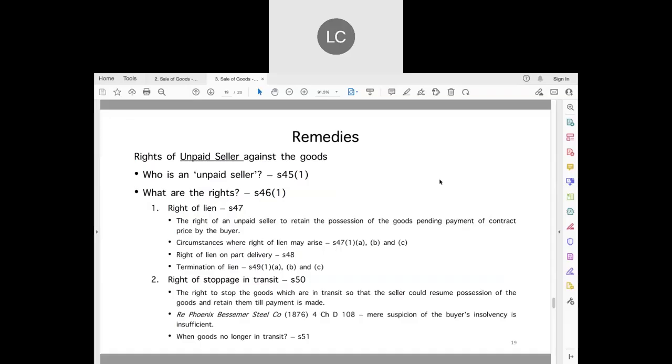So section 47 sub 1 lists down 3 circumstances under which a seller may detain the possession of the goods until the buyer pays for the goods. Paragraph A is where the goods have been sold without any stipulation as to credit. Paragraph B, where the goods have been sold on credit, but the term of credit has expired. And paragraph C, where the buyer has become insolvent.